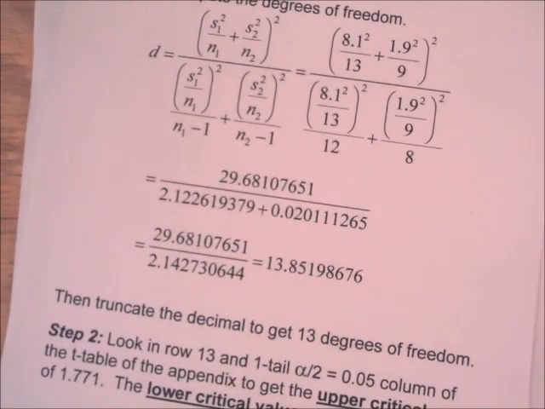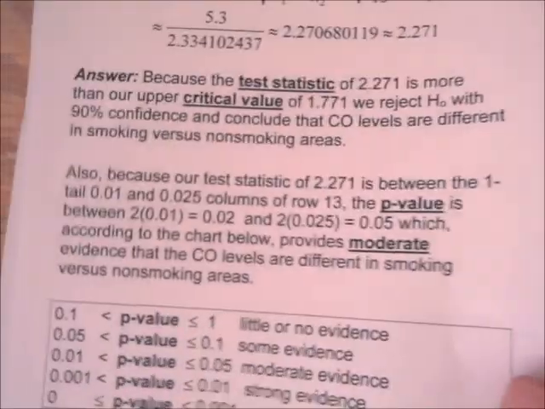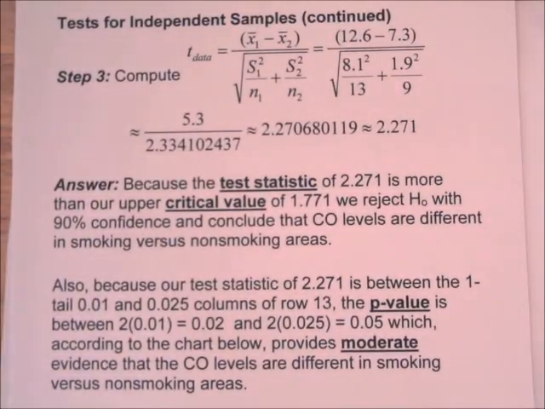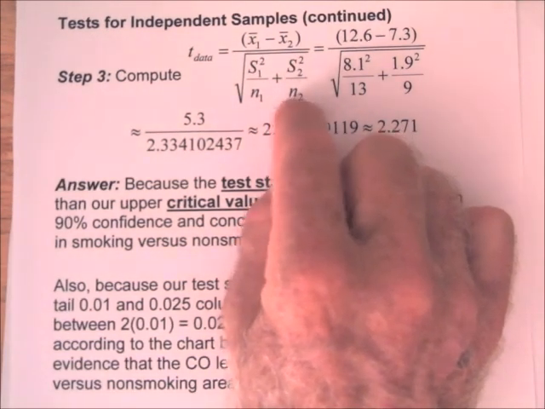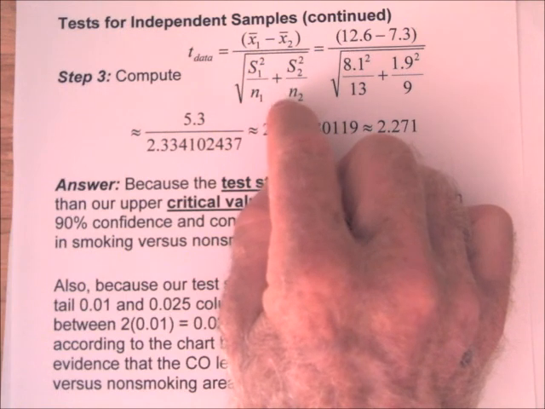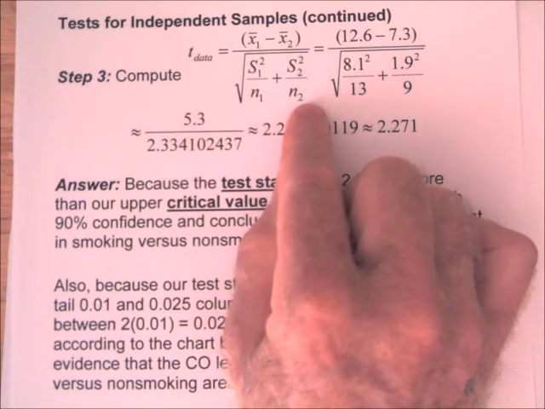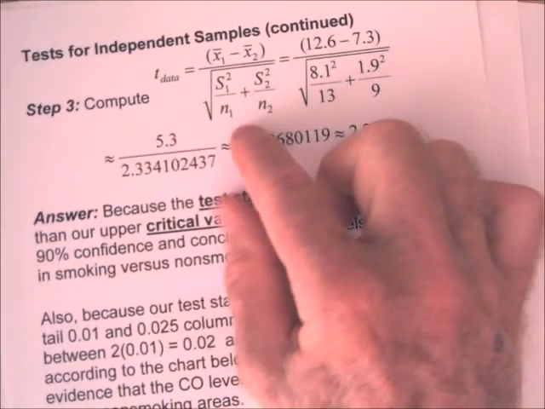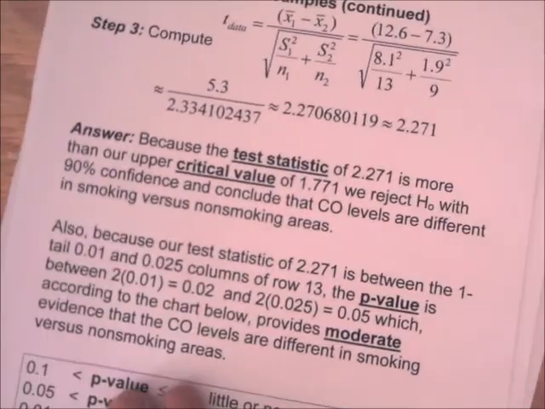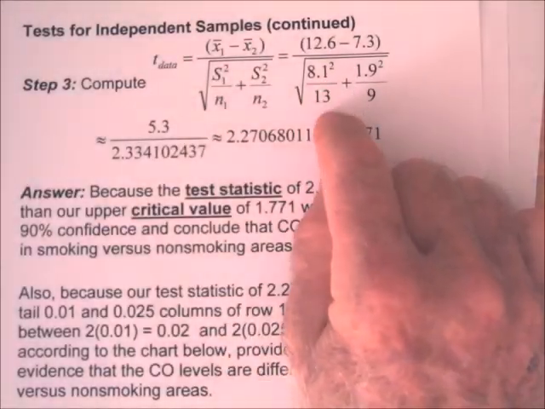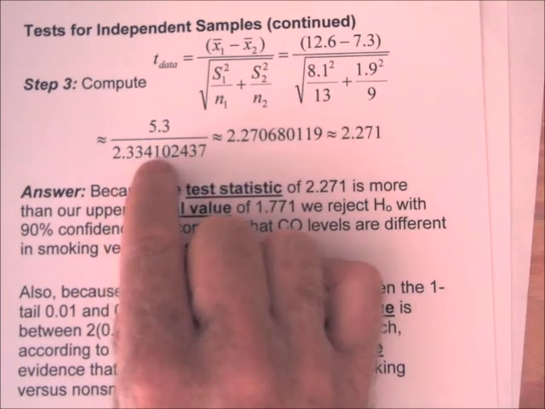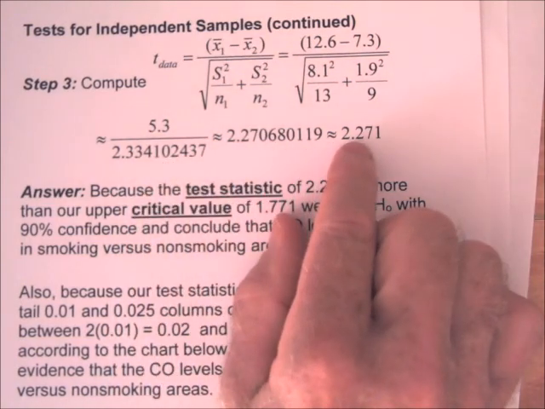Okay, so that's our value from the t-table, and then we also want to compute the t-score, or the test statistic. So it's the difference of the means divided by the square root of the variances. So you plug in the numbers. 12.6 minus 7.3 is 5.3, and then the square root of 8.1 squared over 13 plus 1.9 squared over 9 gives us a 2.3 something, and when we divide, we get about 2.271 approximately.